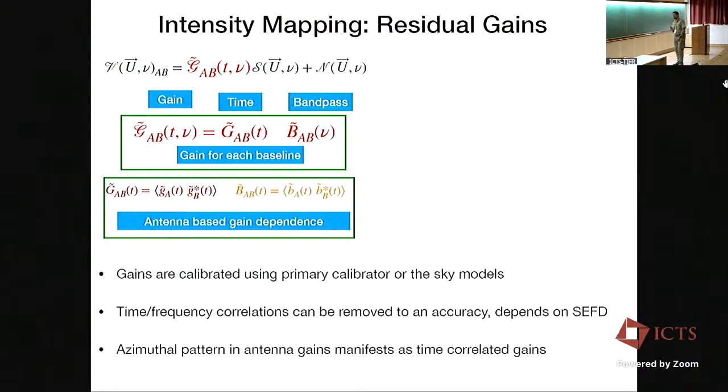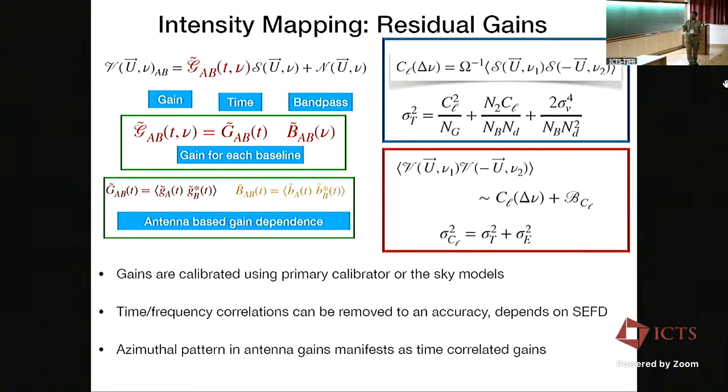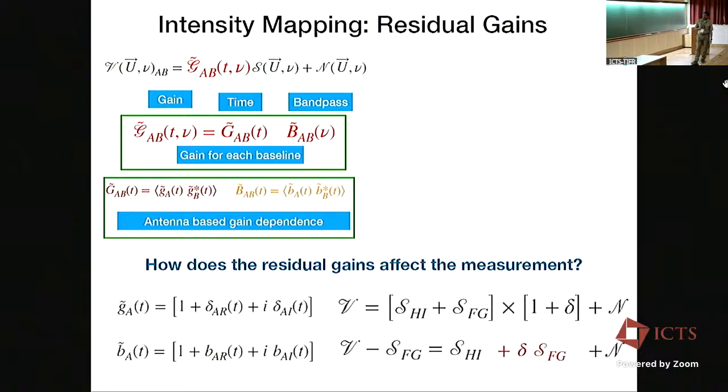The gains are there, so you have to calibrate for the gains, but you can only calibrate the gains to a certain accuracy, because your interferometer has a certain SEFD, so you cannot go beyond a certain accuracy. There are residual gains, and ideally you should have got the multi-frequency angular power spectrum measured without a bias, with only the thermal uncertainty. Now you have an additional bias and an excess uncertainty. These are the things that we have been listening to from the morning.